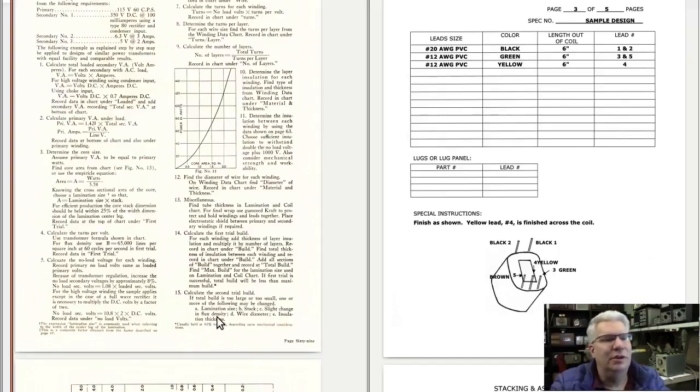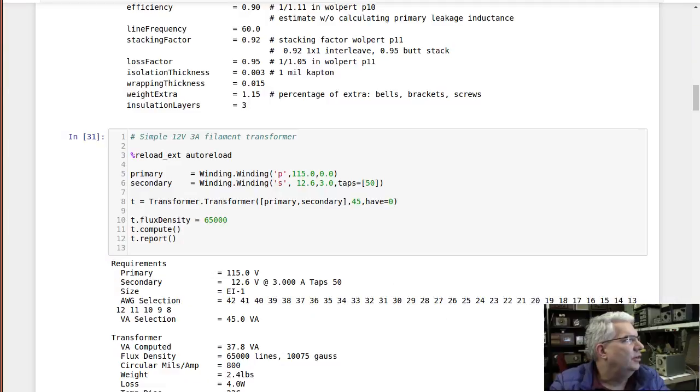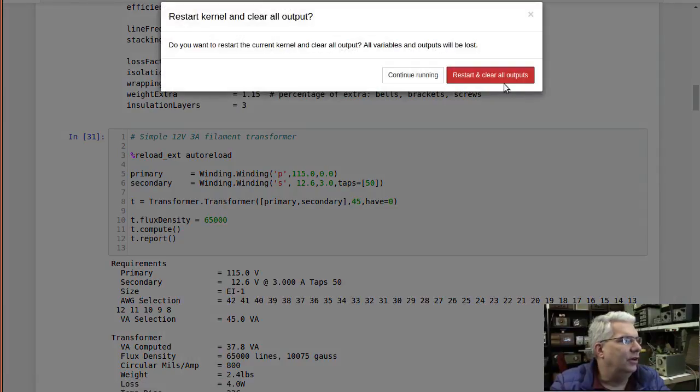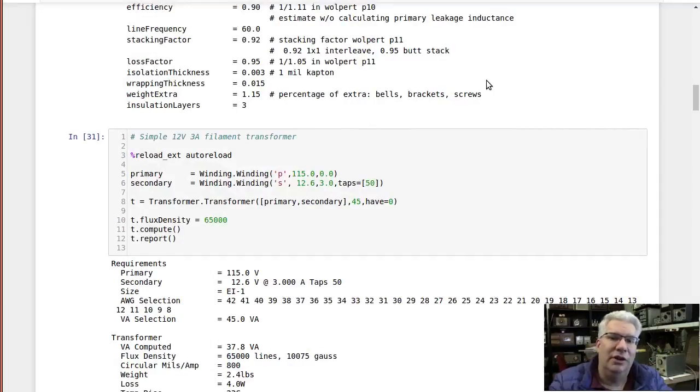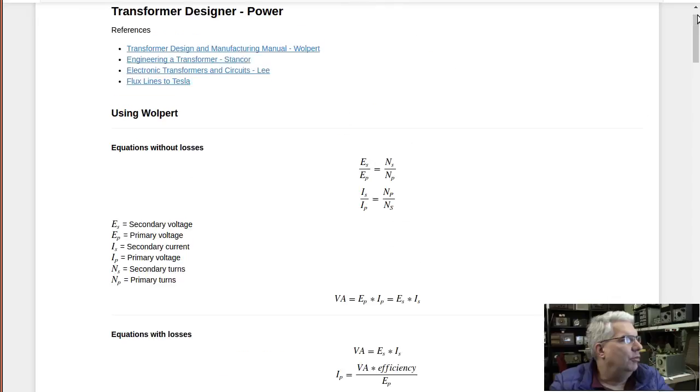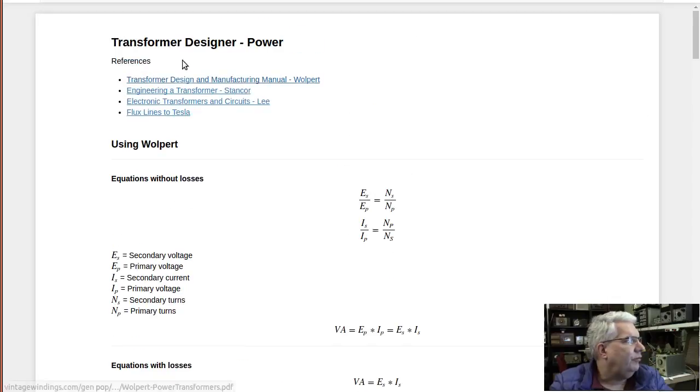Let's go over and look at some examples of how this works. I have Jupyter Notebook running, and I'm going to restart the notebook and clear all the outputs. I'm going to show you the notebook here. The first thing up the top shows you the references. This is the Wolpert book I was talking about. This is the one you must read.